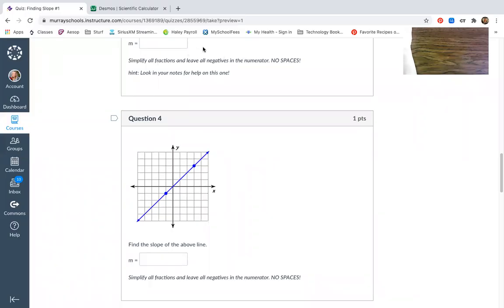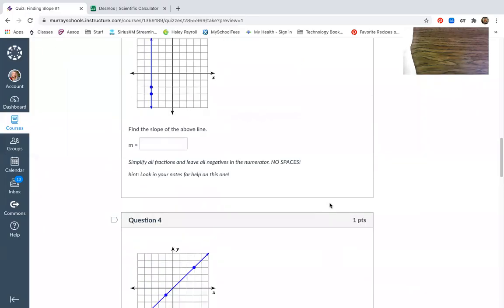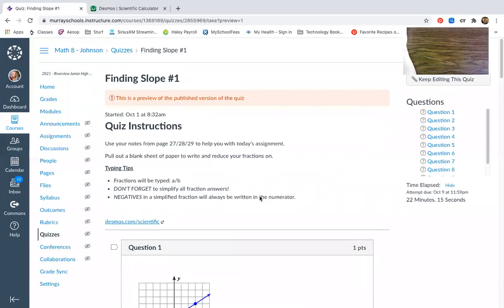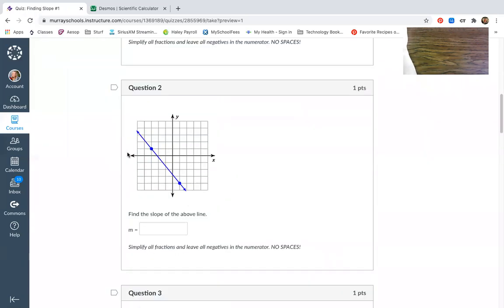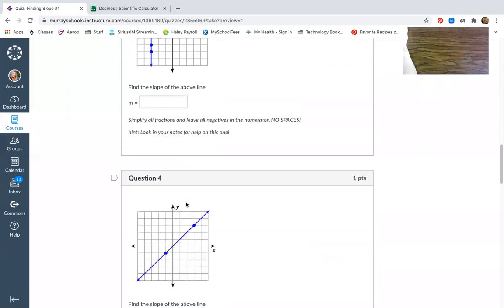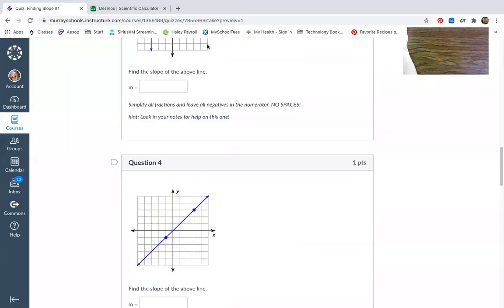All right, 8th graders, I am going to show you a couple problems from today's homework. This is called finding slope number 1. You've got lots of problems like this. I did give you the 2 dots, so it should be a little bit easier to find the slope. I'm going to go through a problem like question number 4.